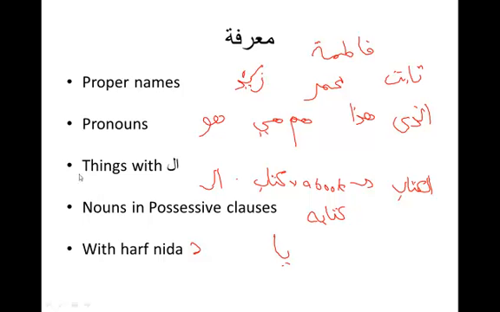So the most common again is this one, and then these two right here are probably equally common. Okay? Proper names are kind of obvious. Proper names are definite, yeah. They refer to specific people. Harf nida comes very rarely. Things with alif lam and this, I would say this is 1, this is 2, this is 3 right here. Okay, in terms of just how common it comes. Or maybe the other way around, I don't know, pronouns probably come more. But anyway, these 3 are the most common.